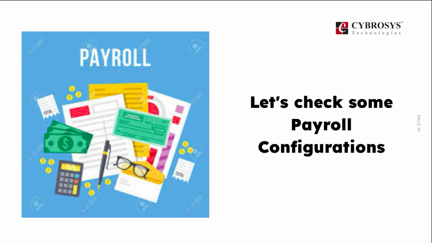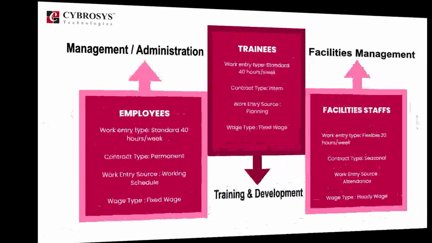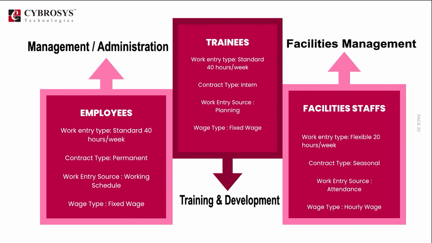So let's check some payroll configurations. Here in our company, there are 3 different departments: the management or administration department, the training and development department, and the faculty management. In the management or administrative department, the employees are permanent employees, so their contract type is given as permanent. Their working hours are a standard 40 hours per week.